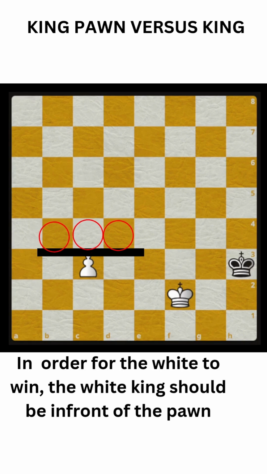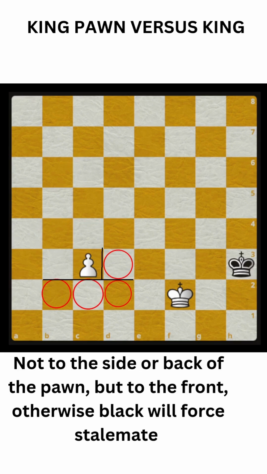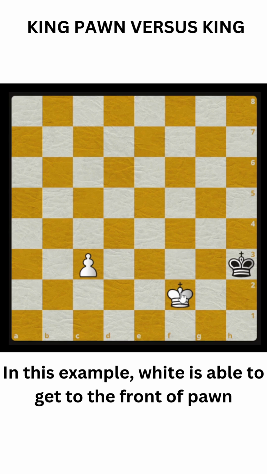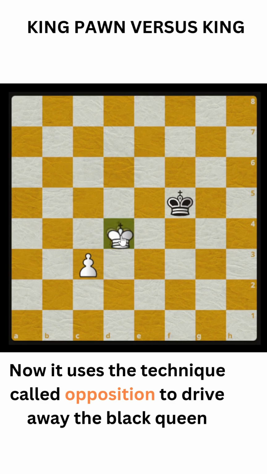In order for white to win, the white king should be in front of the pawn. Not to the side or back of the pawn, but to the front, otherwise black will force stalemate. In this example, white is able to get to the front of the pawn. Now it uses the technique called opposition to drive away the black king.